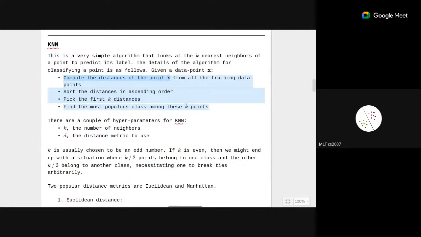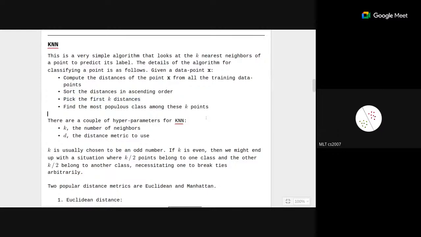So if you are given a data point X, this is the first step in the algorithm: you compute the distances of all the points in the data set from this point X. If there are 100 data points in your training data set, you would end up computing 100 distances. The next step is you sort all these distances in ascending order, small to big. If you want to look at your k neighbors, they are going to be the k nearest points. So you pick the k smallest distances from this list, and you ask each one of your neighbors what their opinion is, whether they are going to vote for class 1 or class 0, and then find the class which is the most popular, and you return that as the label.